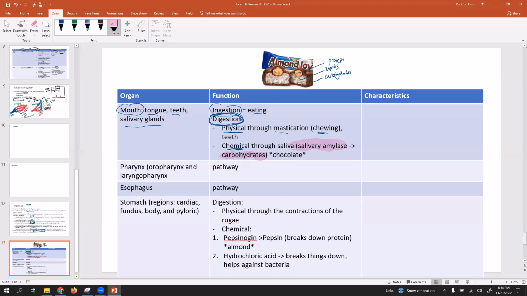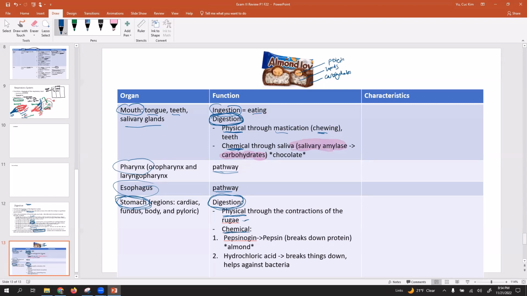So the mouth is the first part. Then you've got the pharynx. Nothing happens in the pharynx. It's just a pathway. Same thing, esophagus, just a pathway. But when it gets to the stomach, you have digestion. And again, if there's digestion, you have to identify physical, chemical, or both. There is physical digestion that occurs there through the contractions of the rugae. But there's also chemical digestion that occurs there.